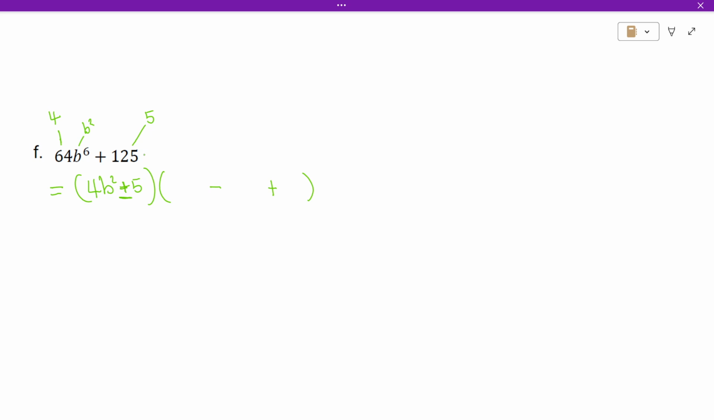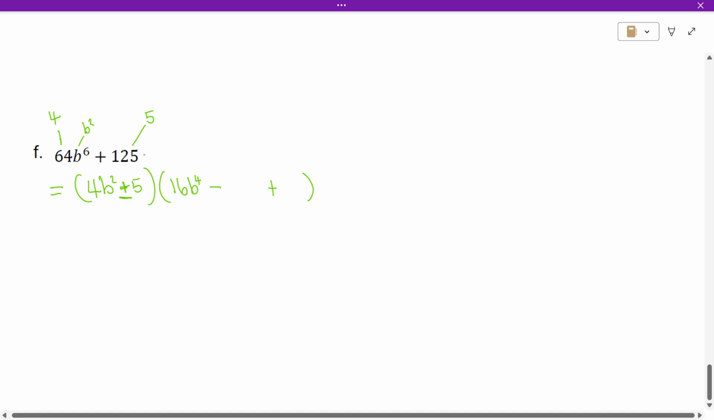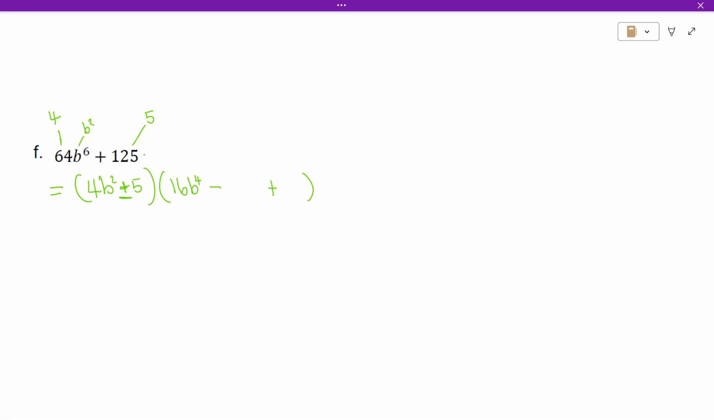Now we can fill in the remaining trinomial in this first part of the bracket. We find this by basically saying 64 divided by 4, which gives us 16. And then we say b to the 6 divided by b squared. And with our exponent laws, we would know that that's b cubed. Then we do the same with the final term. 125 divided by 5 gives us 25. So we write that in our last bracket.